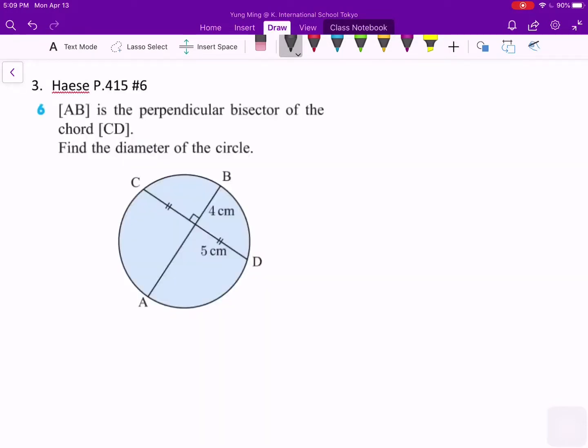All right, last question of the day. This is a harder question in your textbook, page 415, question number 6. So let's do this together. AB is the perpendicular bisector of the chord CD. We want to find the diameter of the circle.